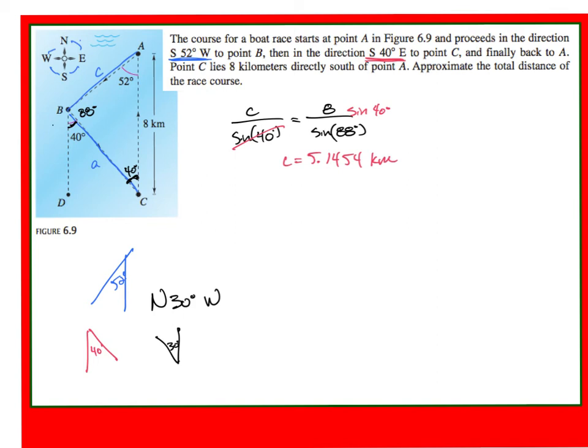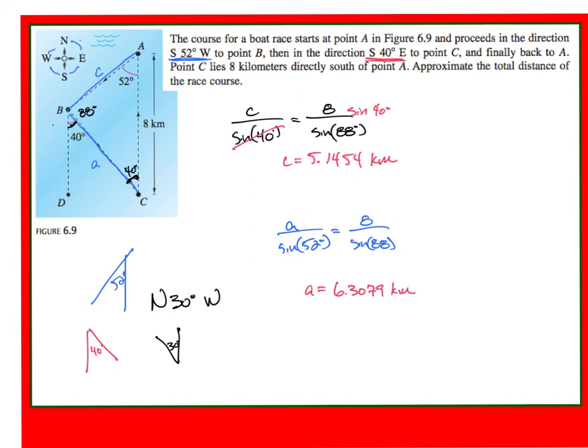Now let's solve for A. So now we have A over what? Sine of 52 degrees, which is equal to 8 over sine of 88. Good. And so now we just multiply by sine of 52. Jasmine, what do we get? 6.3080. Is it 80 or 79? 79. All right.